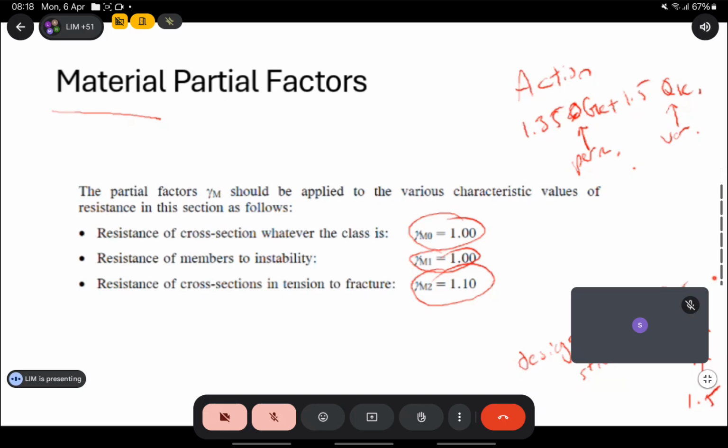So why do we use 1, which is basically nothing? We use 1 because steel is produced in factories. When you produce something in a factory, you can ensure there's good quality control. So if the strength is 275, you will get 275. So that's why you don't have to divide it to get a lower strength.